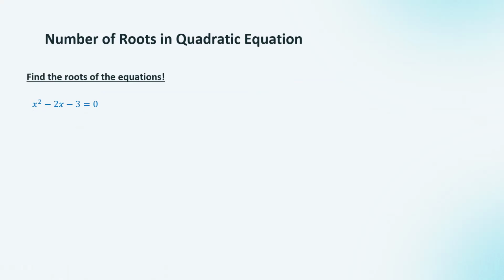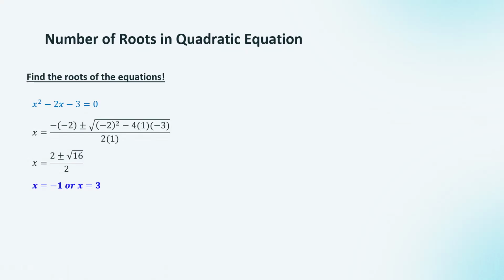The first one: x squared minus 2x minus 3 equals 0. First, let's try to find the roots. We can try to factorize this, or we can use the quadratic formula, and we get that x equals -1 or x equals 3. In this case, we have two distinct real roots. Distinct means different.